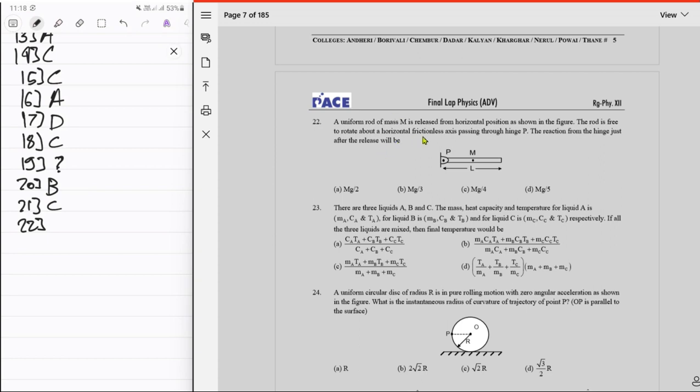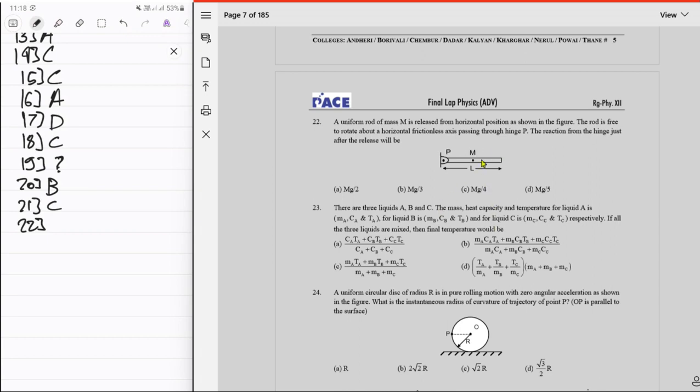The rod is free to rotate about the horizontal frictionless axis passing through hinge P. The reaction from the hinge just after the release will be. So, right, ये नीचे गिर रहा है, whatever. इससे जो भी force लग रहा होगा. Okay, we just have to figure out इस पे कौन से forces लग रहे हैं.